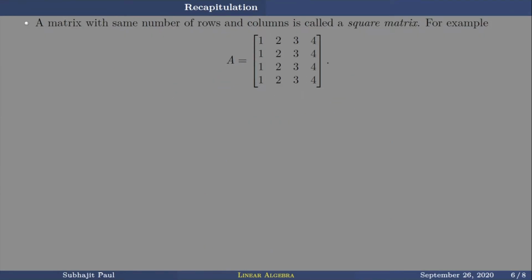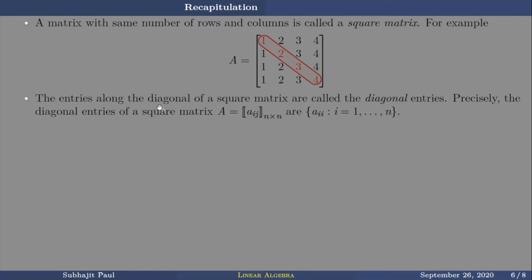A matrix with the same number of rows and columns is called a square matrix. For example, this one. This has 4 rows and 4 columns. Fine. The entries along the diagonal of a square matrix are called the diagonal entries. Precisely, the diagonal entries of a square matrix a_ij, this one, are a_ii. The row index and the column index are both the same.